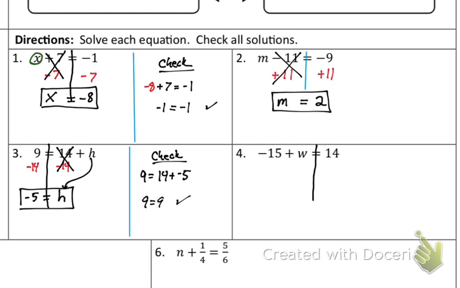What's the opposite of negative 15? Positive 15. So we are going to add 15. And what I do to one side, I do to the other side. So negative 15 plus 15 will now cancel out. We have w equals 14 plus 15, which is 29.